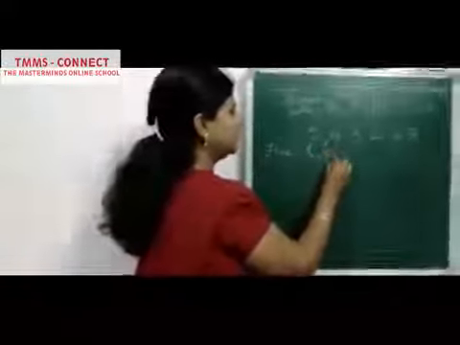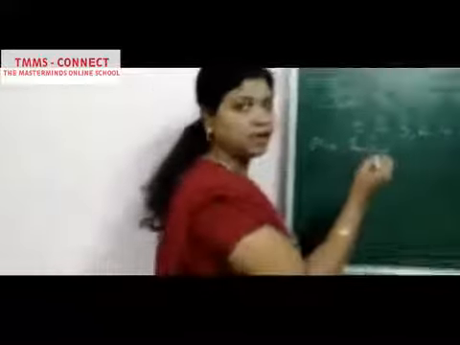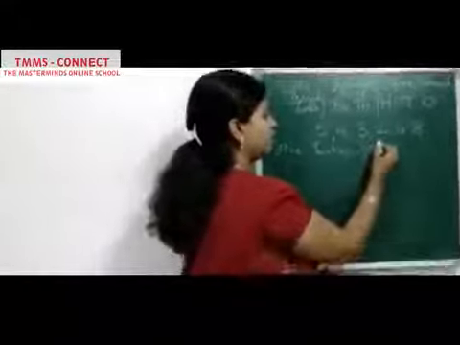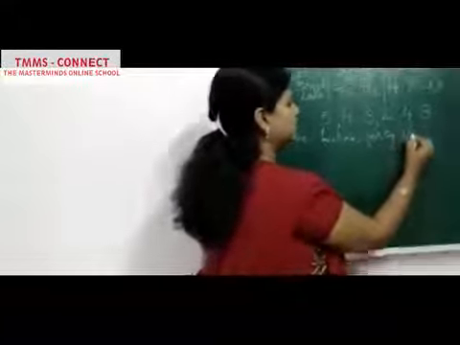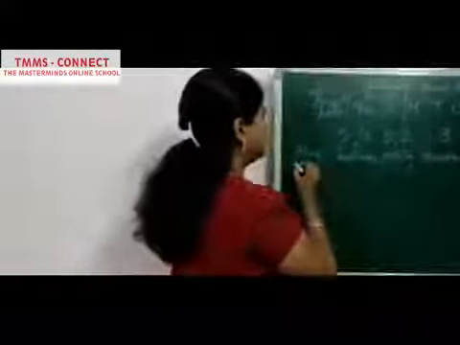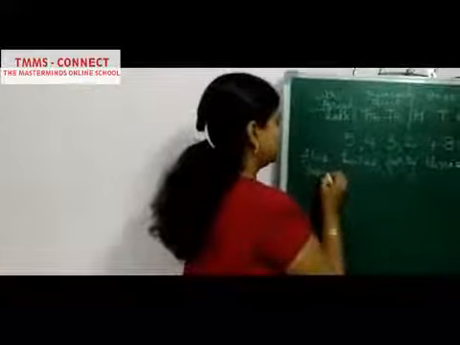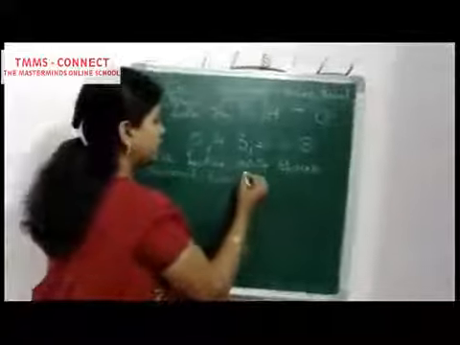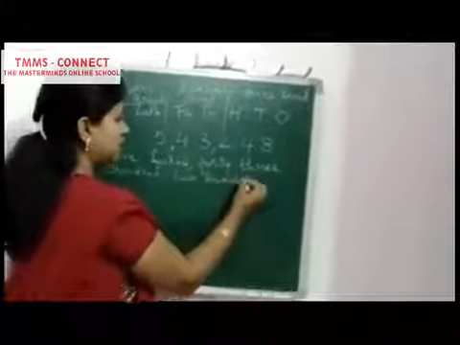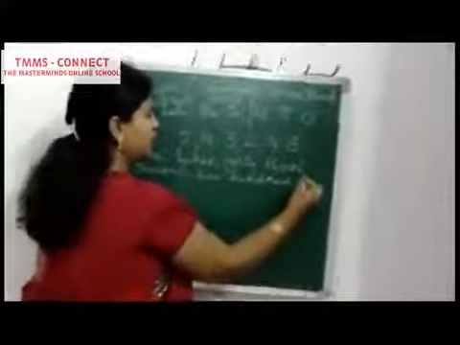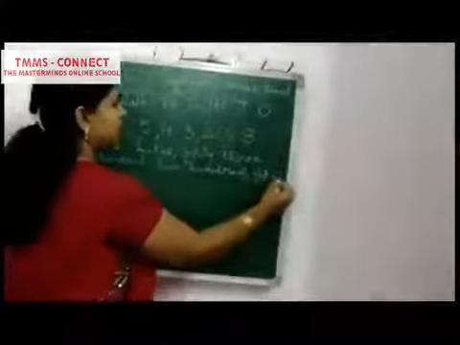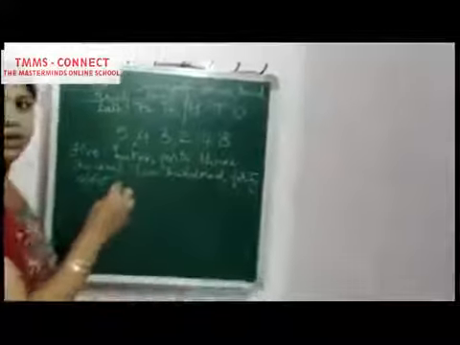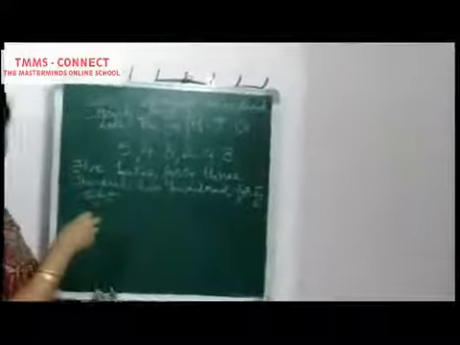What is the spelling of lakhs? L-A-K-H-S. Lakhs. Okay, 5 lakhs 43,000. What is the spelling of thousand? T-H-O-U-S-A-N-D. Thousand. 200. What is the spelling of hundred? H-U-N-D-R-E-D. 100. 48. F-O-R-T-Y. 48. E-I-G-H-T. 8.